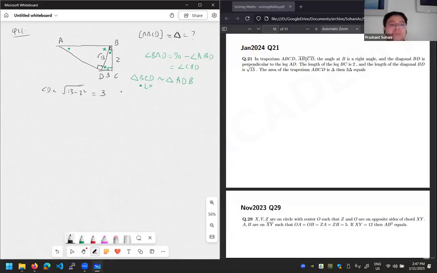Yes, Prasanna? Sir, we have not given that angle DCB is right angle. No, but we are given that AB is parallel to CD, right? And so if this angle is 90 degrees, because of alternate angles, this will also be 90 degrees, right? Yes, sir. Okay. So therefore, now if I write ratios of the sides, so I'll get BC upon AD.